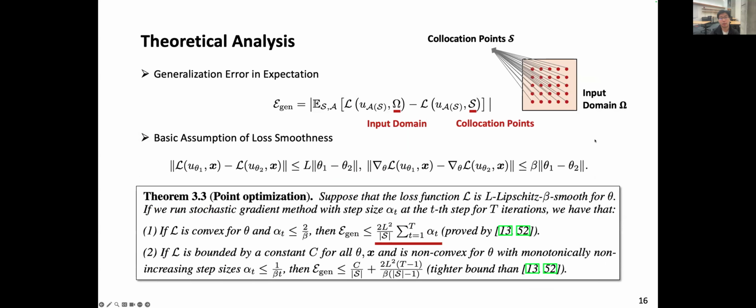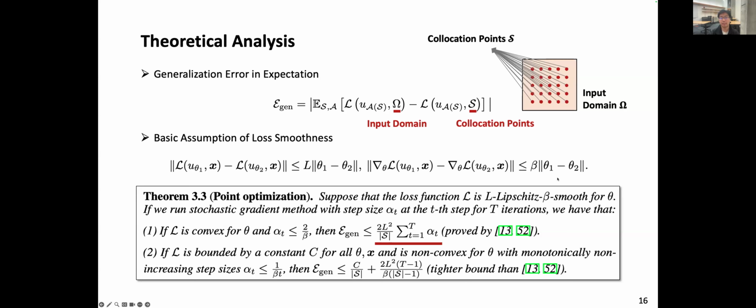We analyze the generalization bound in expectation, which measures the difference between the training loss and the error of the entire input domain. Actually, most deep learning theories are based on generalization, which is a very convenient tool to analyze the performance of different models. And here are some basic assumptions. The following theorems are based on the Lipschitz constant and the smoothness of the loss function.